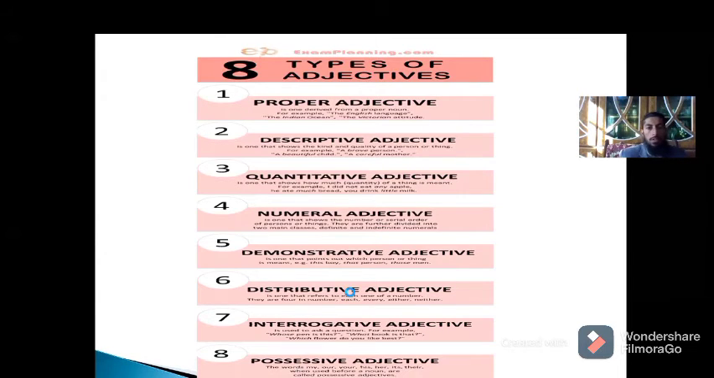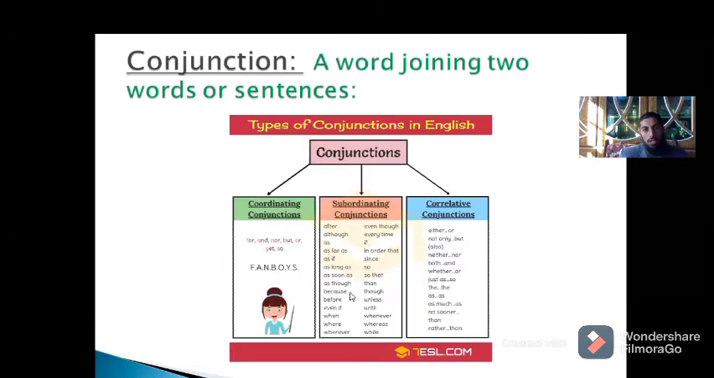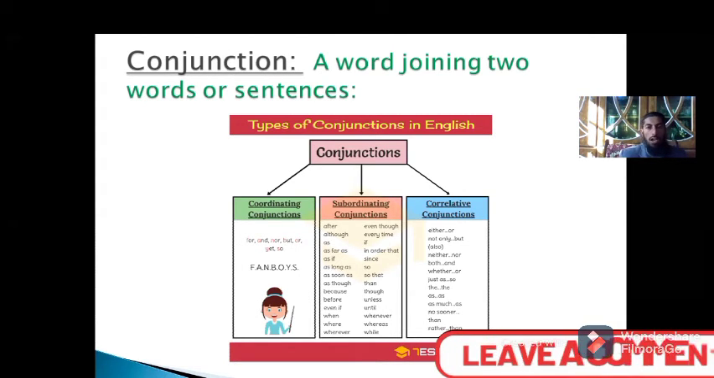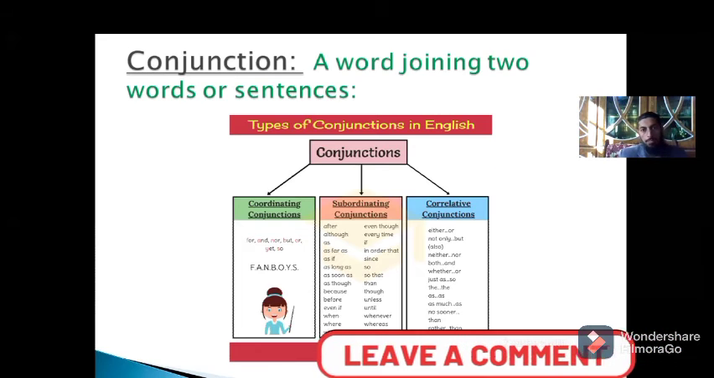The next part of speech is conjunction. Junction means to join. A word joining two words or sentences is called a conjunction. Coordinating conjunctions, subordinating conjunctions, and correlative conjunctions are there. So examples are also there: and, but, while, so, therefore, as well as, as soon as, etc. These are all words which join two words or sentences and are called conjunctions.